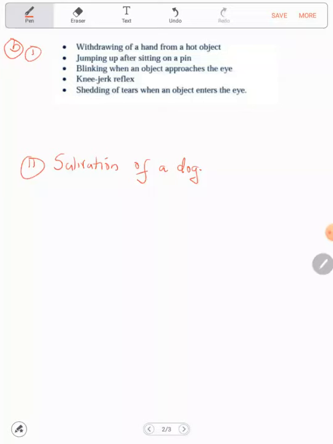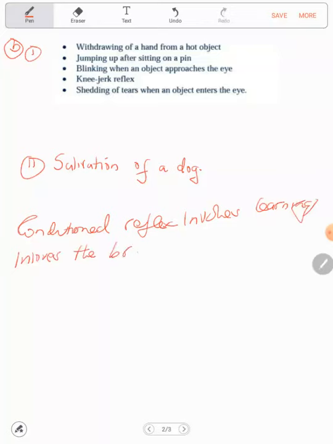Another part, which is the conditioned reflex, which is part 2, talks about something which is deliberately done, that means it involves learning. So a conditioned reflex involves learning, or you can say it involves the brain. So the brain is involved in order to give a specific response. An example is when a dog salivates, that's an example of a conditioned reflex.